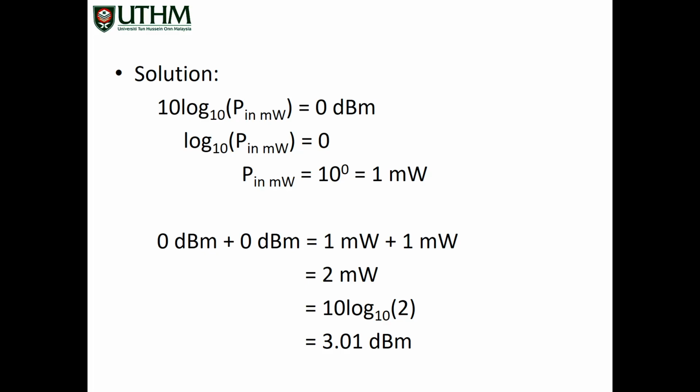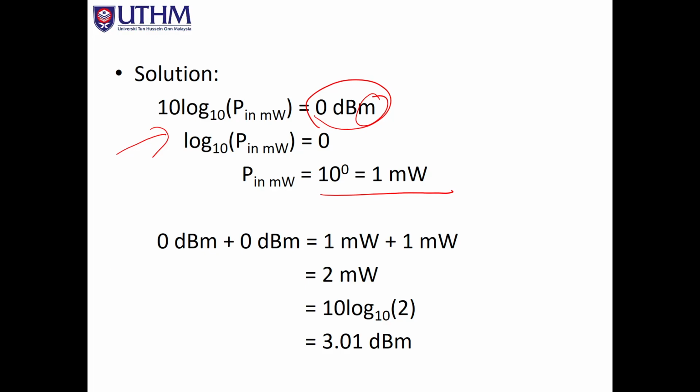Therefore, you need to convert into power. Anti-log of 0 dBm, you will get 1 milliwatt. So 1 milliwatt and 1 milliwatt. If you convert 0 dBm, you get 1 milli. Anti-log of 0, you get 1, but the unit is milliwatt because this is milli.